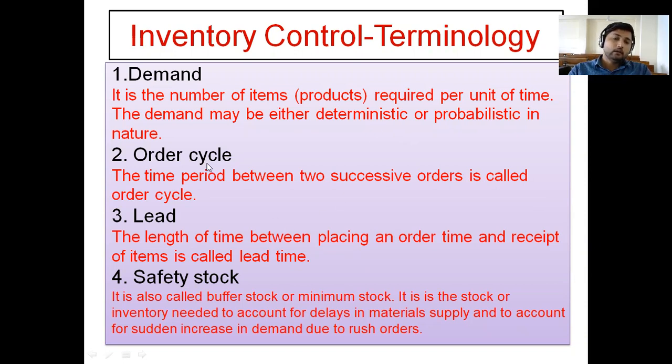Then the second terminology is order cycle. Order cycle means what? The time period between two successive orders. Okay, so if you gave the first order now, and after 1 hour you gave the second order, then the time period between these two orders will be considered as an order cycle.